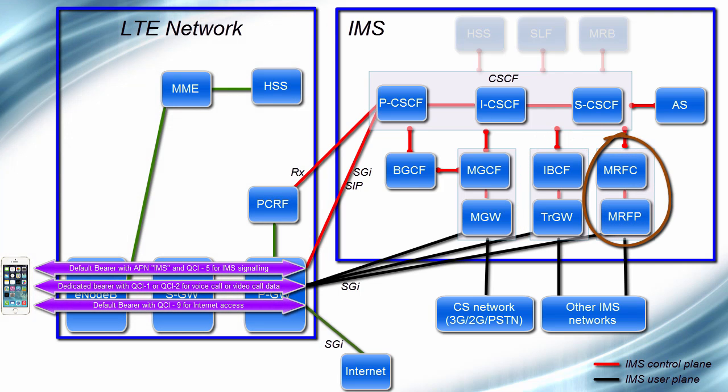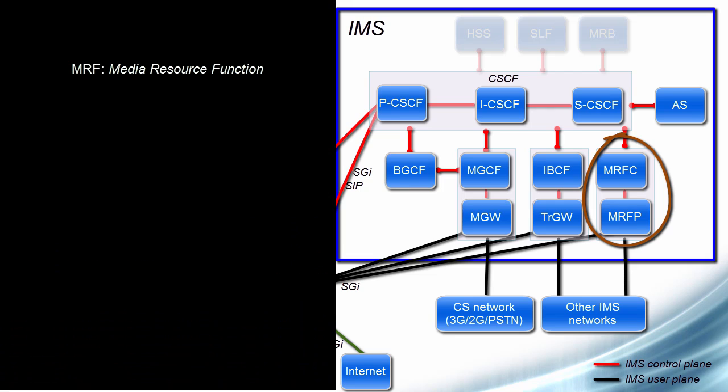The MRF is a common media resource function used by IMS application servers and S-CSCFs to provide media plane processing independent of application types. MRF is divided into two components, MRFP and MRFC. MRFP does the media-related processing, and MRFC is used to control MRFP. Its main functionalities are multi-party conferencing, network announcements, transcoding, IVRS. IVRS means Interactive Voice Response System.